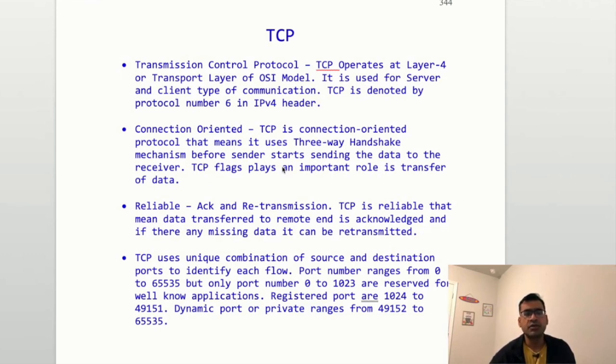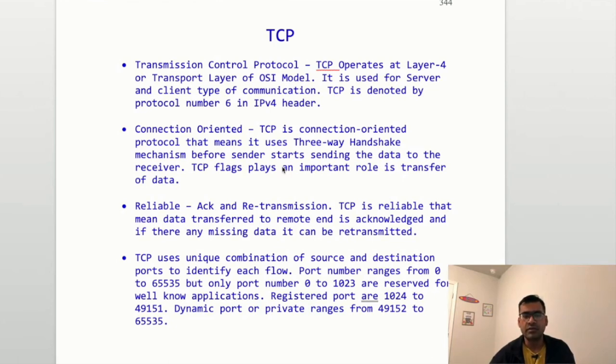TCP is denoted by protocol number 6 in the IPv4 header. In my earlier video you have seen the IPv4 header, and within it you have a field called protocol which identifies the upper layer protocol. If that field is set to number 6, that means it is carrying a TCP payload. Then, connection oriented. TCP is connection oriented. That means it uses a three-way handshake mechanism before the data transfer actually starts. And also the TCP flags within the segment are very crucial to understand how this handshake happens. So we will look into that.